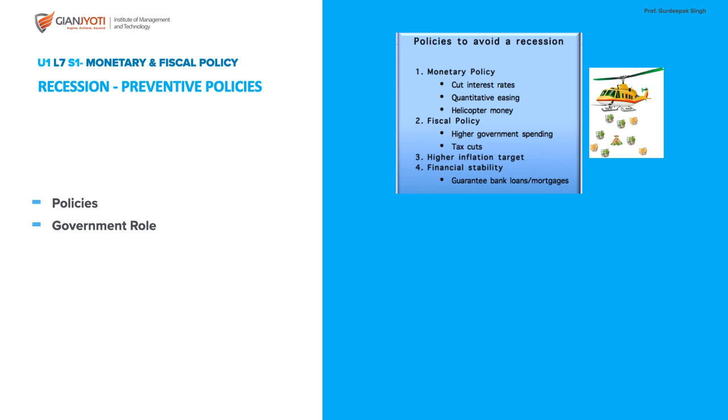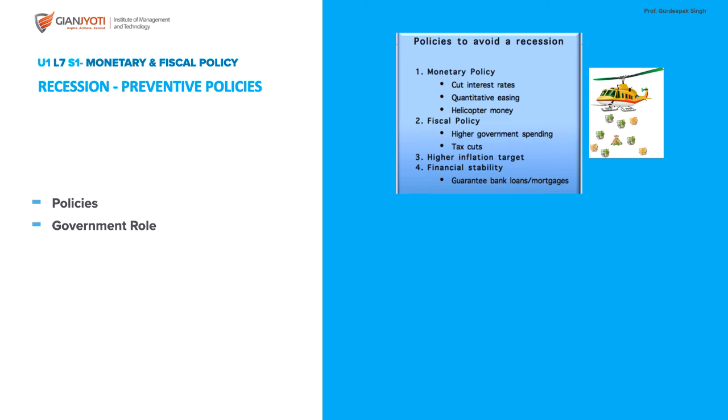Now, how to prevent recession? That's very important. And that is where we'll talk about the two policies, the monetary policy and the fiscal policy. So, how you can prevent the recession, what steps you take, and what the government has to do. So there are different policies to avoid the recession. Generally, they are divided in 4 areas. First is the monetary policy, second is the fiscal policy, third is the higher inflation target, and fourth is the financial stability.